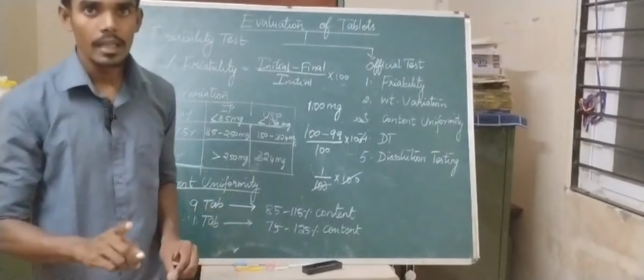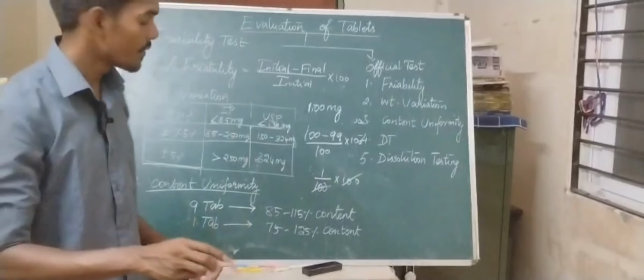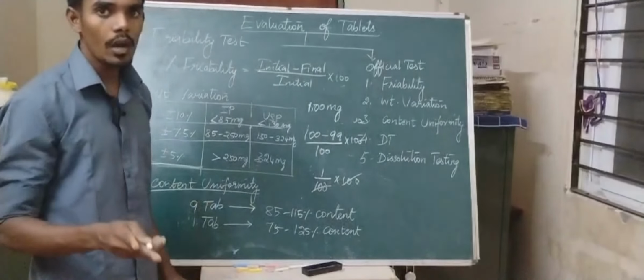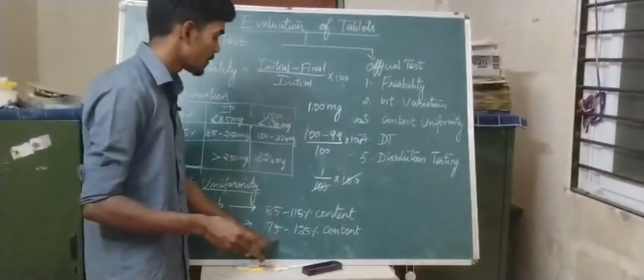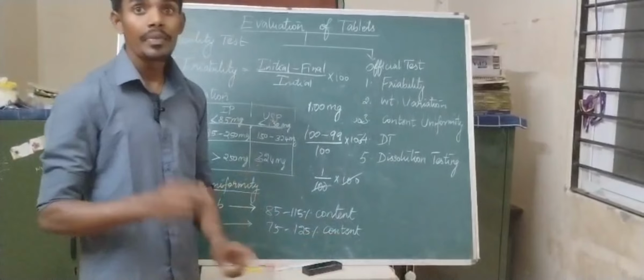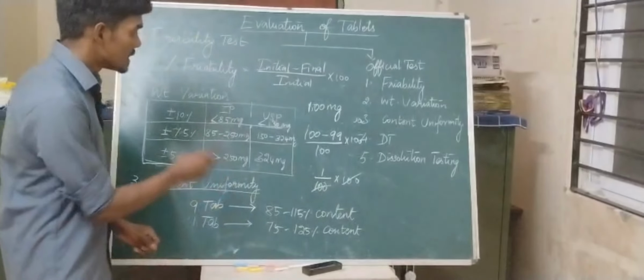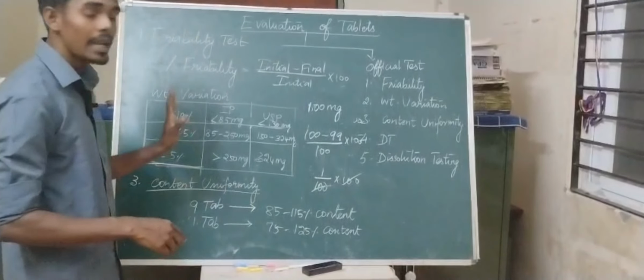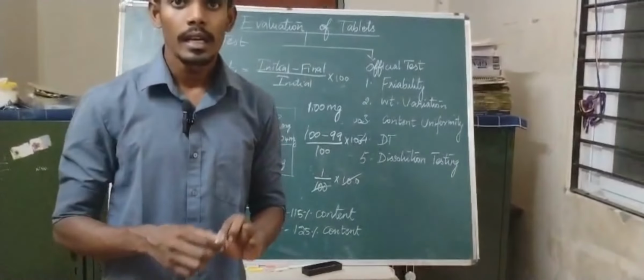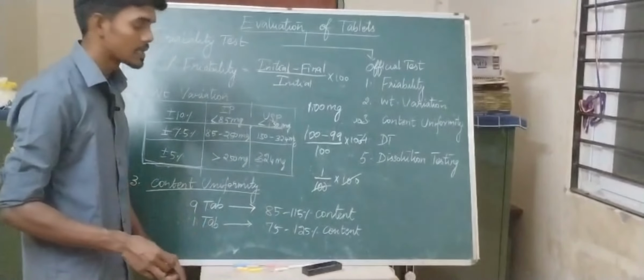If, among the 20 tablets, two tablets fall within the range of 75 to 125% of drug content, then it may pass the quality control test. So these tests are mainly important in order to evaluate the drug content of the tablets.